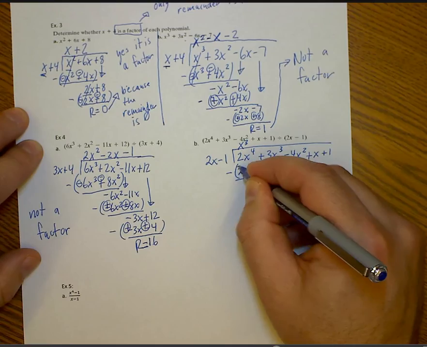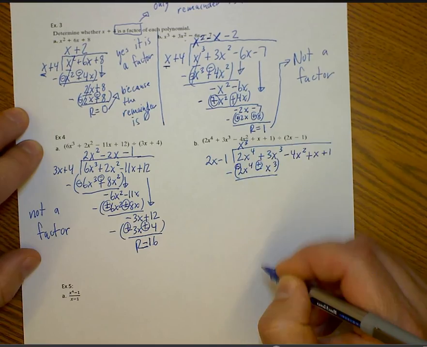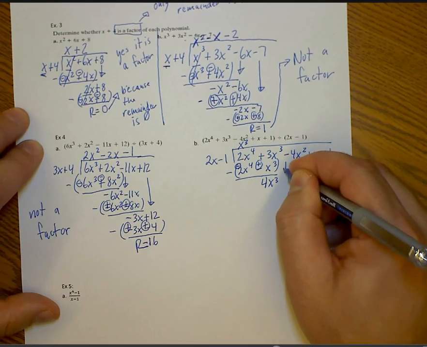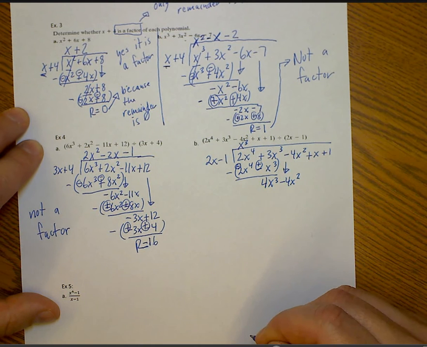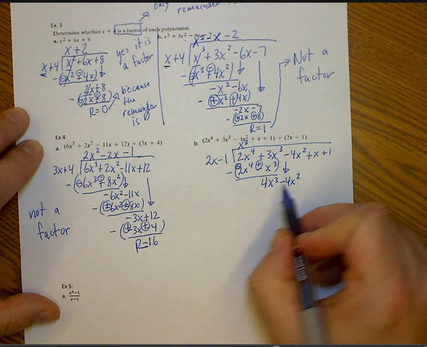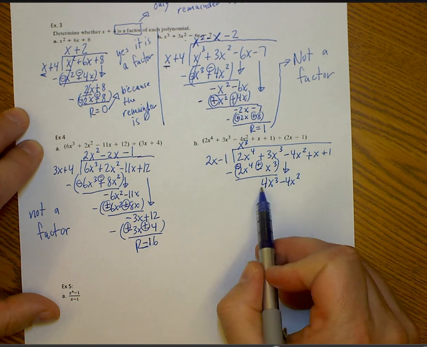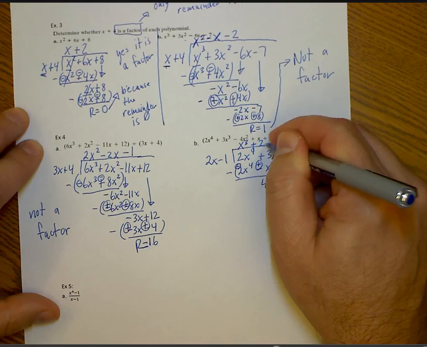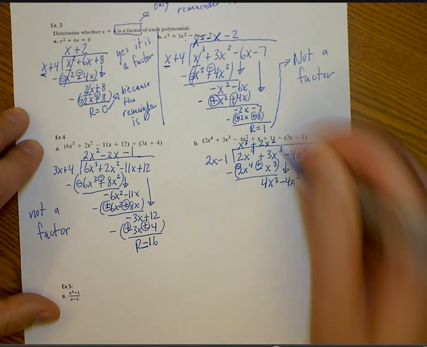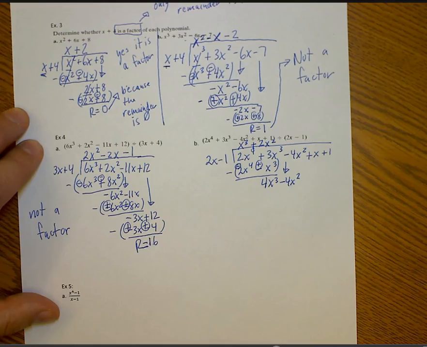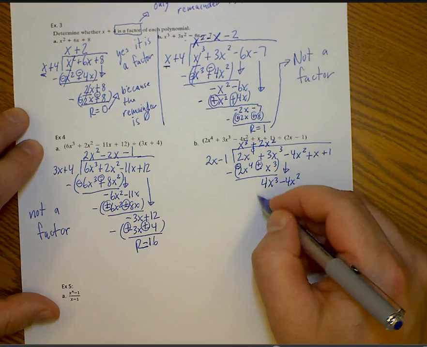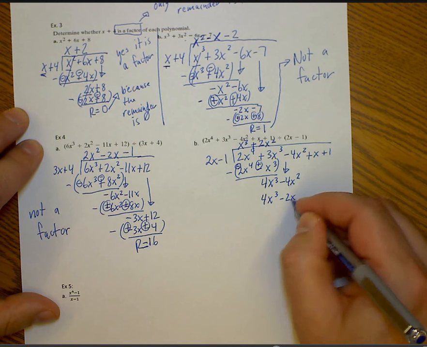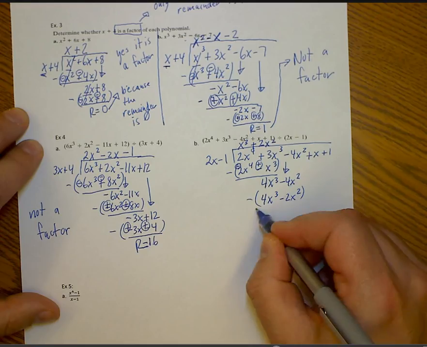Oops, change it to a minus, change that to a plus. So now I have 4x cubed, bring down the negative 4x squared. Alright, so that means now I'm going to multiply this by 2 to get 4, this by x squared to get x cubed. So I put plus 2x squared. So 4x cubed minus 2x squared, change both signs.